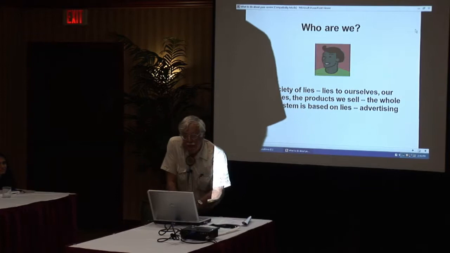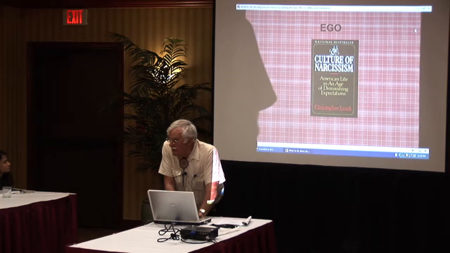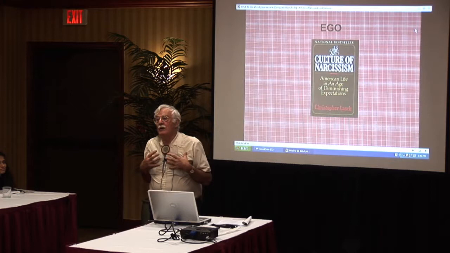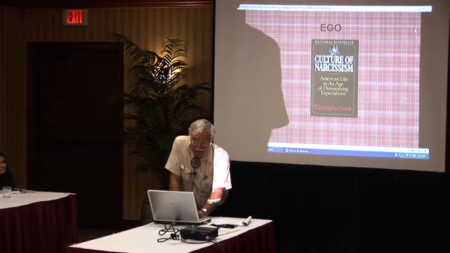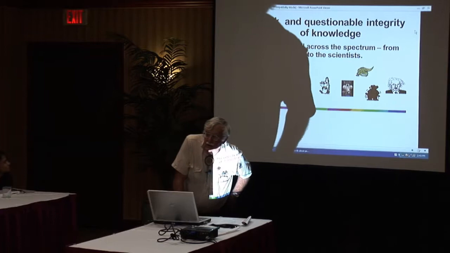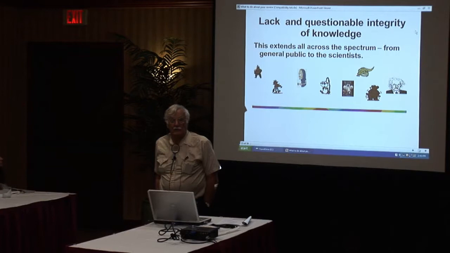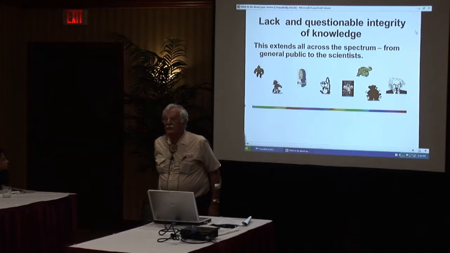I think, again, the origin is the ego problem. Me, me, me. It is a me culture, as evidenced by this book, Christopher Lasch. This has been out for about 30, 40 years. I think we have to consider that. It's the me culture, covering up the ego. So when I write an article and present it, it's not only me, but think of how great I am. So you present this thinking you're going to get the Nobel Prize. I think this may extend all across the spectrum, that this whole idea of integrity of knowledge, peer review, and so forth extends to everybody.